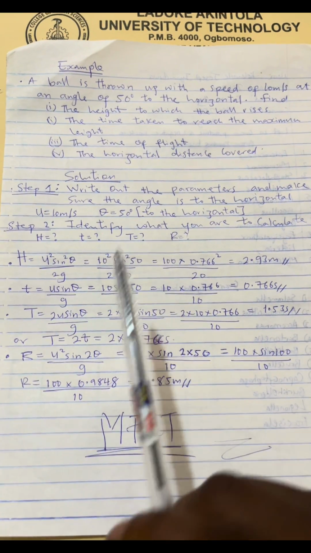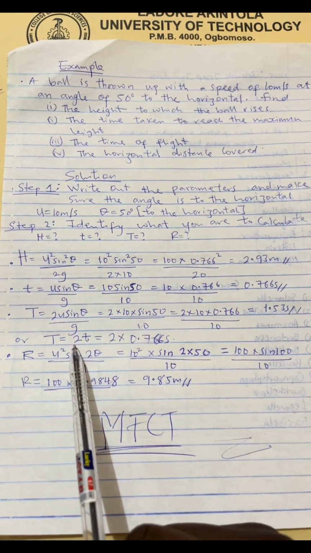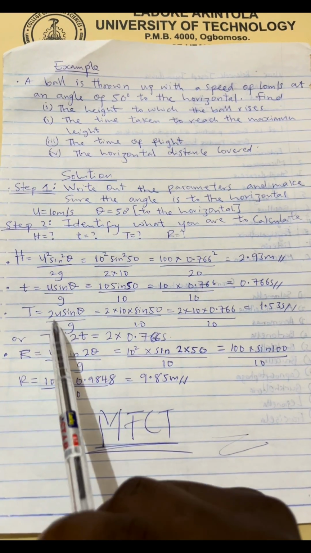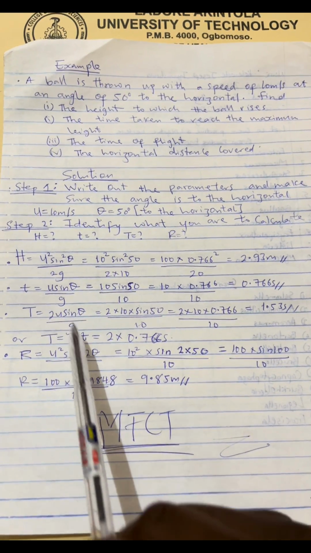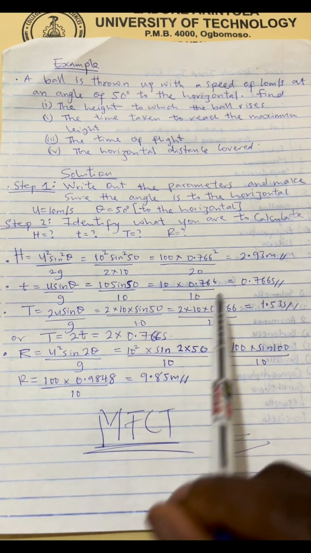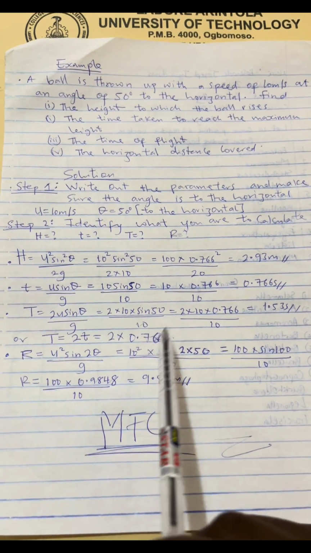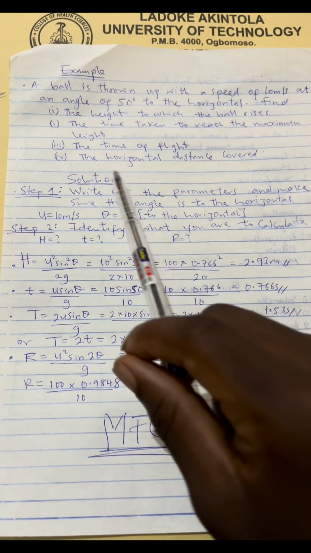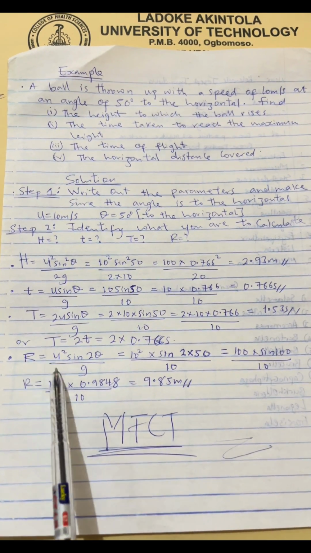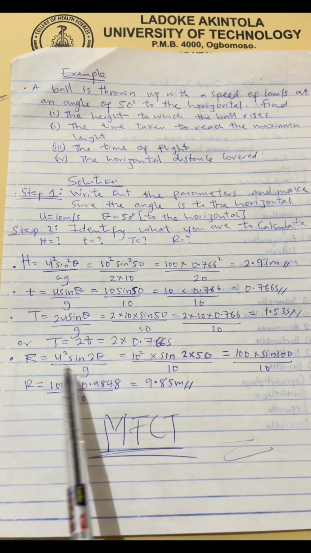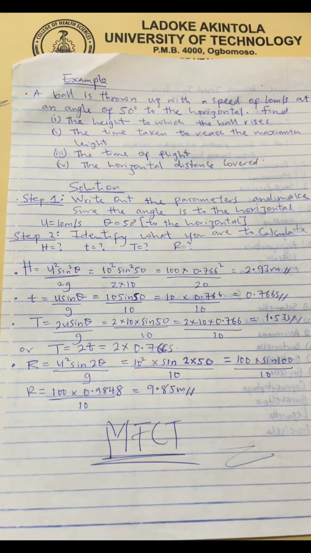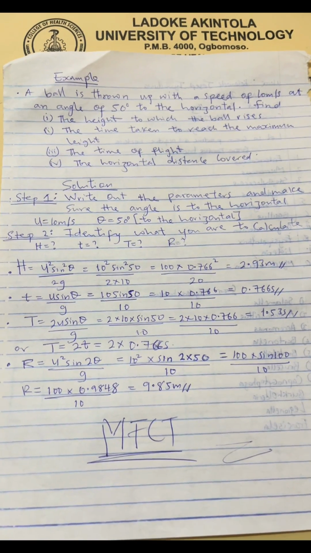But remember that your time of flight is equal to 2t. Since we have calculated our t before, instead of using this formula, we can just say time of flight is 2t. That will be 2 times 0.766, and we get our answer. And we have to calculate the horizontal distance covered. The horizontal distance covered, that is R, will equal u square sine 2 theta over g. Substitute the parameters, then you get your final answer. So that is how to do this projectile question.